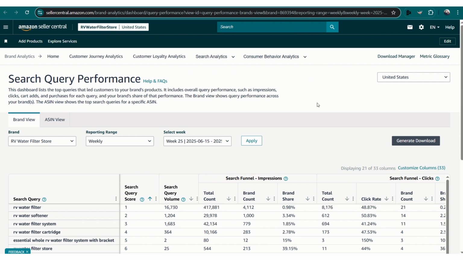Despite these limitations, SQP remains highly useful. It reveals the keywords Amazon deems relevant to specific ASINs. Focusing on these keywords can improve product relevance, organic ranking, and advertising efficiency. Using SQP as a guide helps align optimization efforts with Amazon's algorithmic interpretation of product fit.